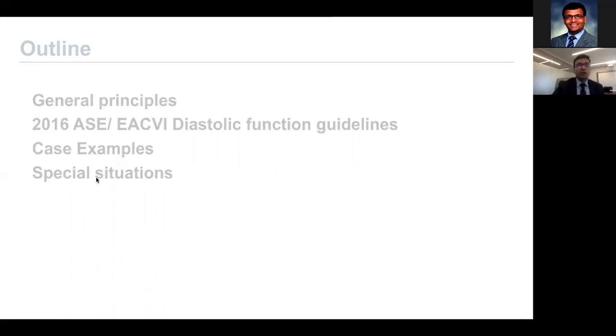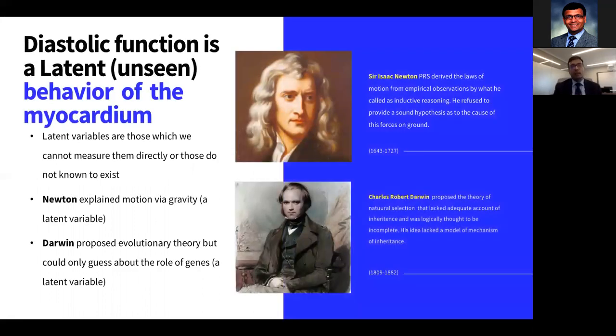Diastolic dysfunction can be characterized as a latent or an unseen behavior of the myocardium, which cannot be measured directly by one single variable. And as a result, it is called a latent variable. So it's something that is not seen. For example, you can understand gravity as Newton explained motion, and you could measure motion to describe gravity, but gravity cannot be measured. So gravity is a latent variable.